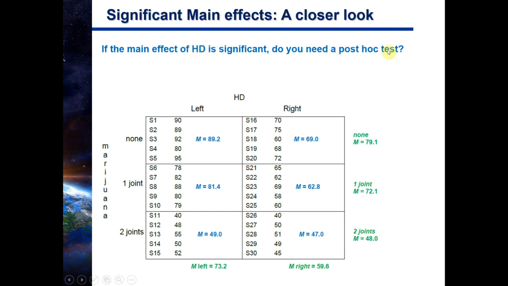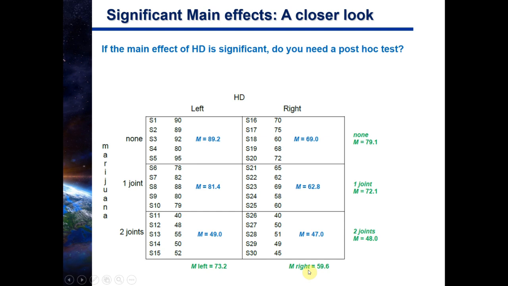Do we need a post hoc test? Well, let's look down here, because these are the two means that would be compared if we're looking at the main effect of hemispheric dominance. So the F value is going to tell us whether or not these two means are different. Now, if that F value is significant, we now know the two means are different.